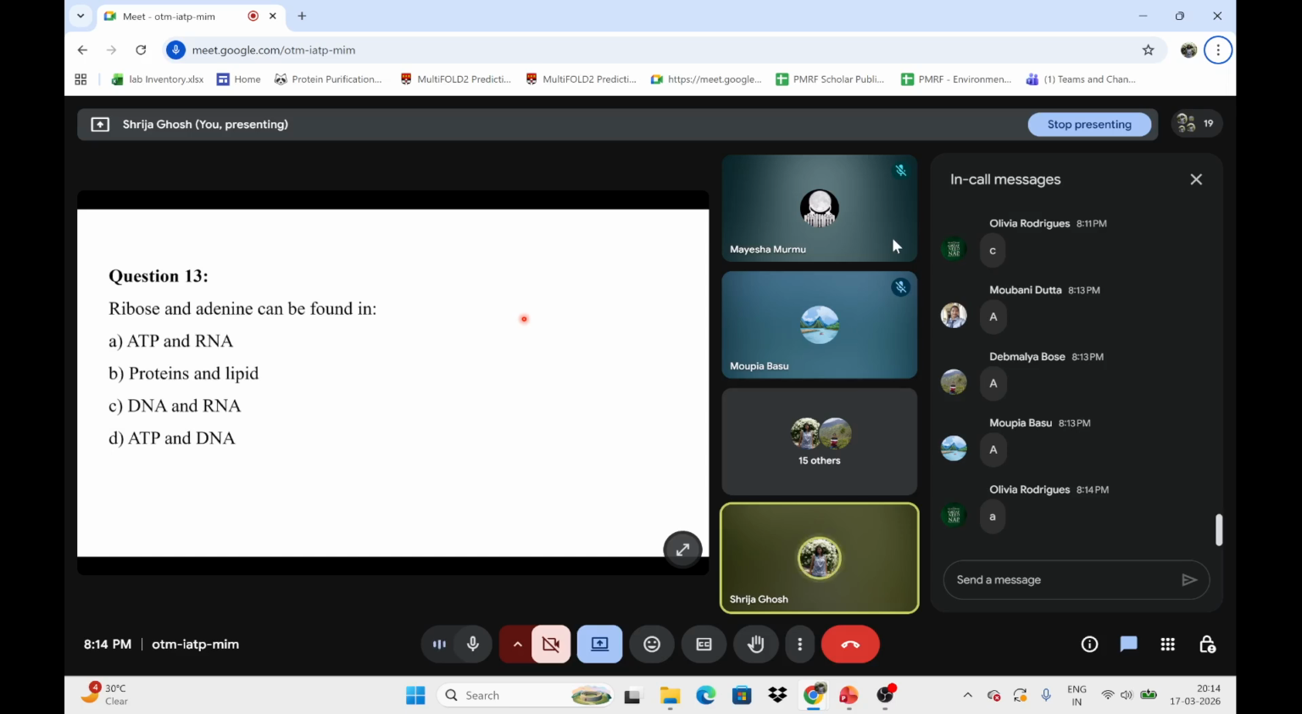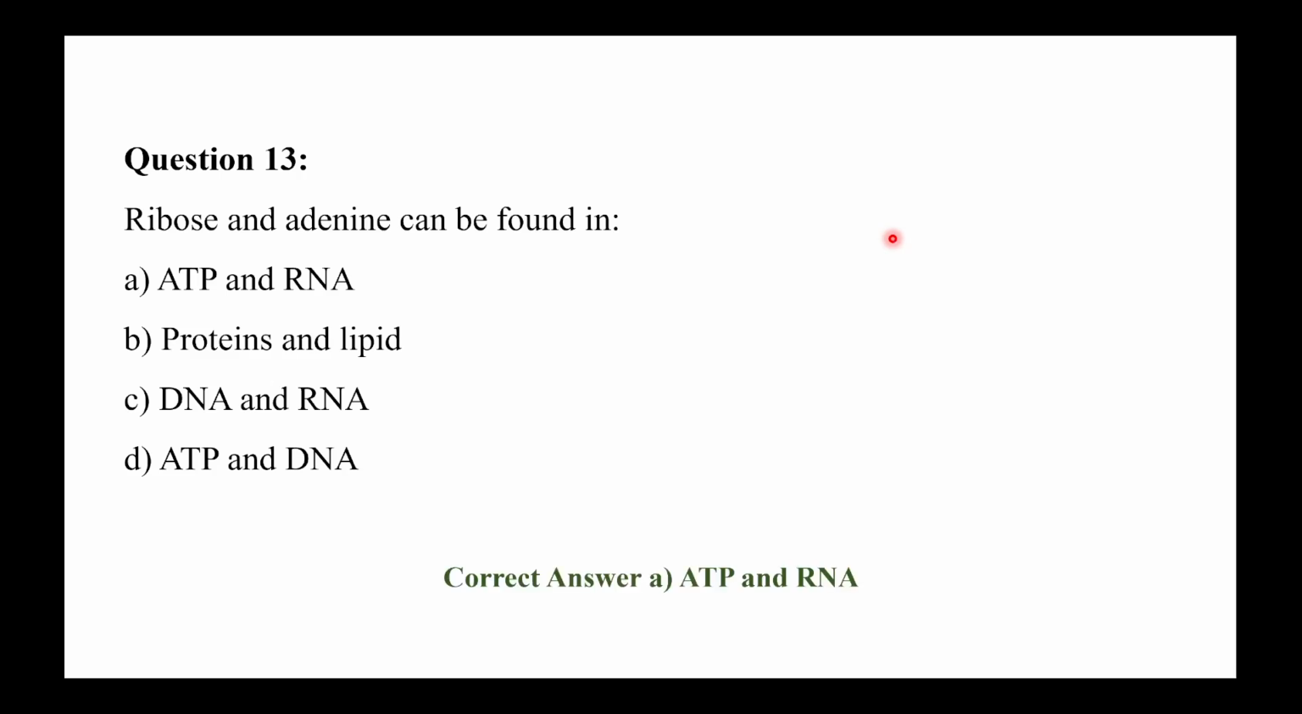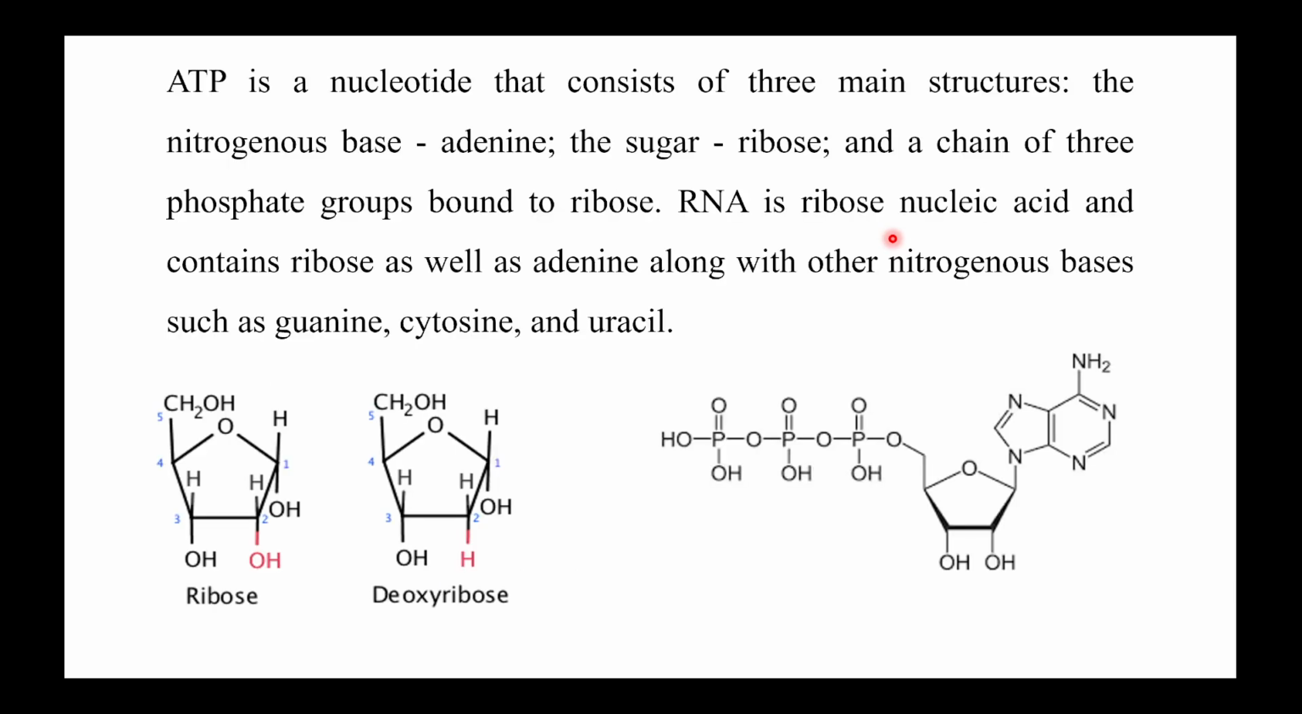Okay, I can see 4 answers in the chat box. All of them are option A, ATP and RNA. That is the correct answer. So ribose and adenine, both of these are found in ATP as well as in RNA.